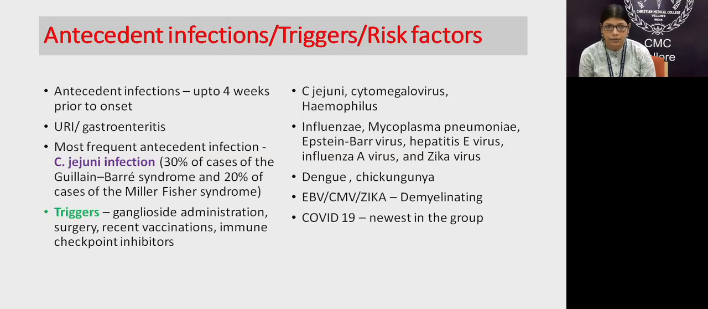Triggers can be ganglioside administration, recent surgery, recent vaccinations. Now, immune checkpoint inhibitors are also an important trigger to develop GBS. Apart from Campylobacter jejuni, Haemophilus, CMV virus, influenza, mycoplasma, Epstein-Barr virus, arboviruses such as dengue and chikungunya in our clinical setting can also cause GBS. Epstein-Barr virus, cytomegalovirus, and Zika virus are known mainly to cause the AIDP demyelinating variant, and the newest one in the group is the SARS-CoV-2 virus.